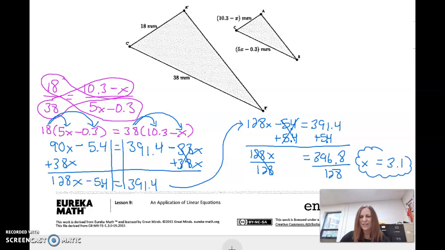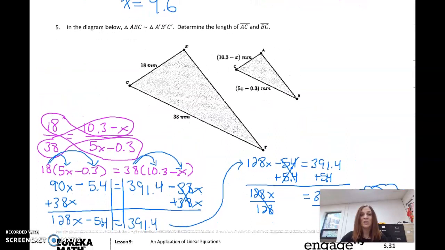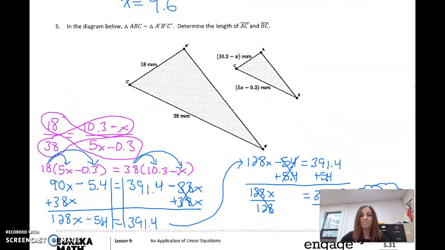Okay, so again, a lot of decimal numbers and bigger numbers, but it's still the same process. Use your cross products, distributive property, solving a two-step equation or solving an equation with x's on both sides. Last step, did I answer the question being asked? Determine the length of AC and BC.